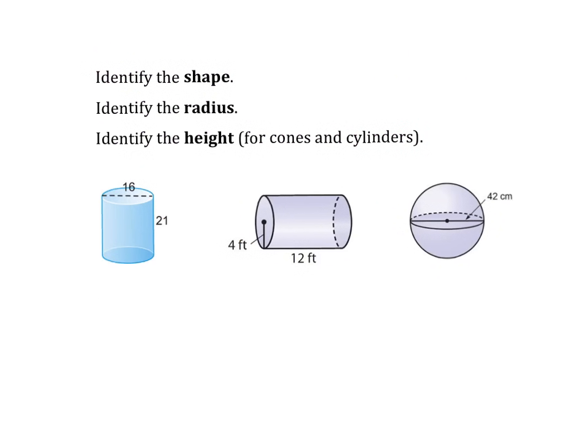So as you approach each problem, the first thing you need to do is identify what shape it is. Is it a cylinder? Is it a cone? Is it a sphere? Then you need to identify the radius. Notice that some problems don't give you a radius, they give you a diameter. No problem, we can simply cut that in half, and instead of a diameter of 16, we know that the radius from here to here would be 8. Then you need to identify the height, remembering our rules about which direction the height is going.